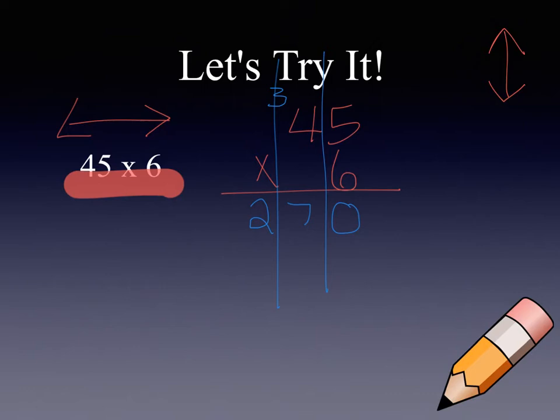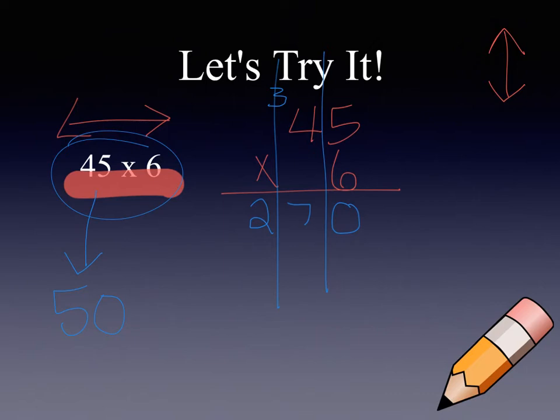Our final step, which is definitely optional, but I suggest that you do this when we first start out because it helps you to see if your answer is accurate, is to estimate. Okay, so what I'm going to do is I'm going to take my original expression here. I'm going to estimate this so that I can see if my answer was close or reasonable. So I'm going to take 45 and I'm going to round that to 50.